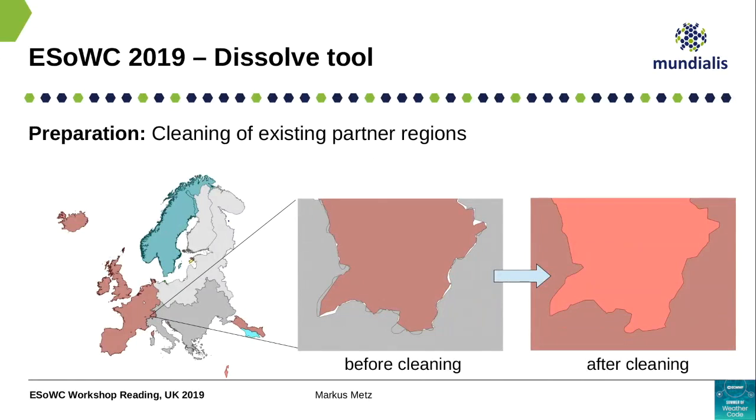For preparation, we first needed to clean the existing partner regions, which was a little bit of manual work because so many errors were already present in the input, but we have done this as part of the challenge. And yeah, so now we actually have clean input data, which makes it much easier to add a new partner region.